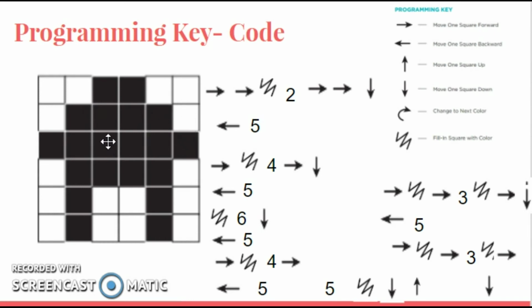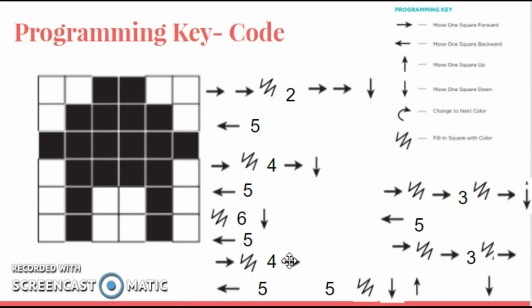Then we're going to go back 5. Okay? And then we want to fill in 6. 1, 2, 3, 4, 5, 6. And then we're going to go down. And then we're going to go back 5. 1, 2, 3, 4, 5. All right? And so now we're down here. Okay? So we're going to move forward. Then we're going to fill in 4. 1, 2, 3, 4. And then we're going to move forward.